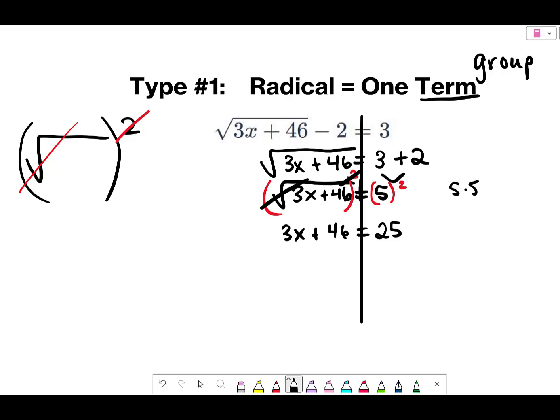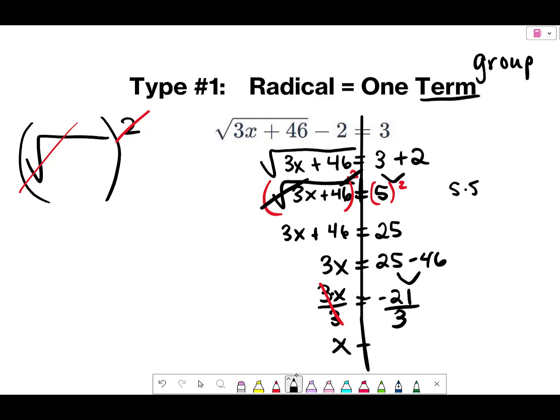And then now you're just going to isolate x. So this is now an algebra 1 problem. I do 3x equals 25 minus 46. And then 25 minus 46 is negative 21. Bring down the 3x. This is multiplication. The opposite is division. Again, you have to do it on both sides. So goodbye 3. Can eliminate that. And then a negative divided by a positive is negative, and 21 divided by 3 is 7.